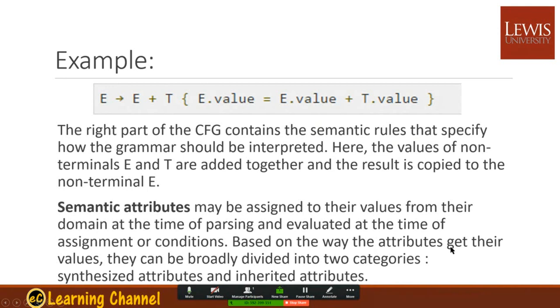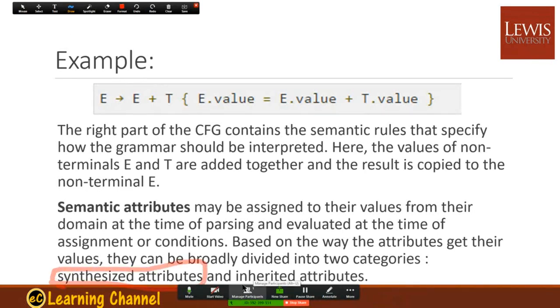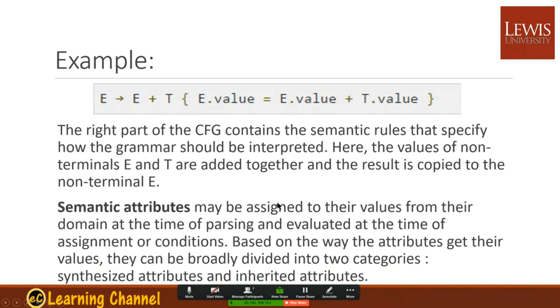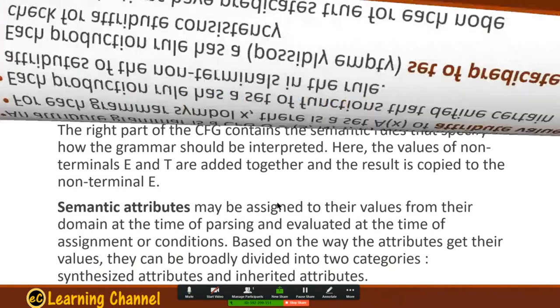Based on the way the attributes get their values, they can be broadly divided into two categories: synthesized attributes and inherited attributes. So here we introduce a concept. There are two main types of attribute, the synthesized and the inherited. Other than that, as long as we understand the context-free grammar, it's not that hard.